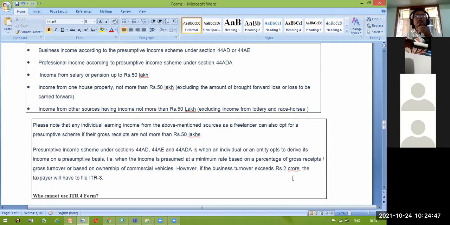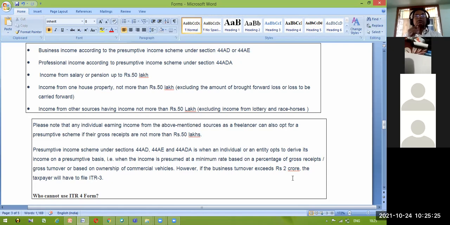Please note that any individual earning income from the above mentioned sources as a freelancer can also opt for a presumptive scheme if their gross total income is not more than 50 lakhs. Presumptive income scheme under section 44AD, AE, ADA is when an individual or entity opts to derive its income on a presumptive basis. That is, when the income is presumed at a minimum rate based on percentage of gross receipt or gross turnover and based on ownership of commercial vehicles.